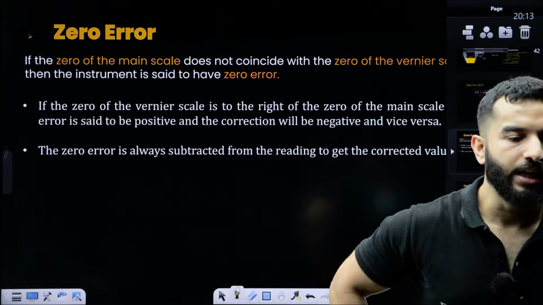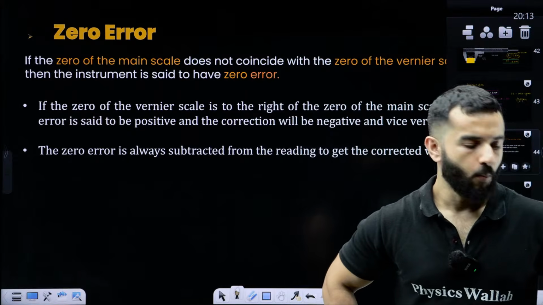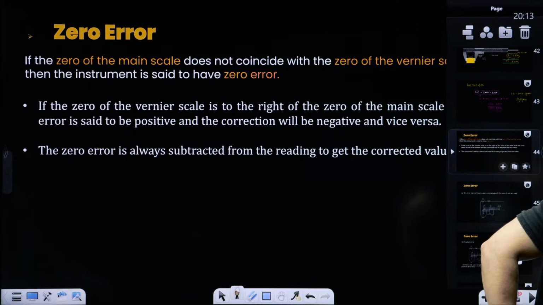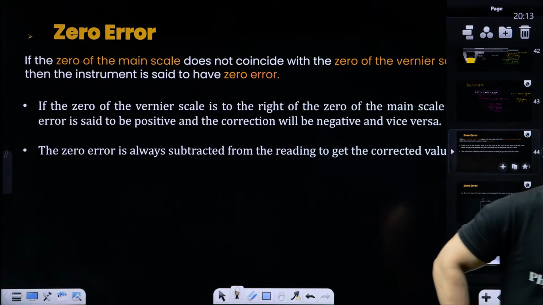Any doubt till here? Done? Be quick. Come on.